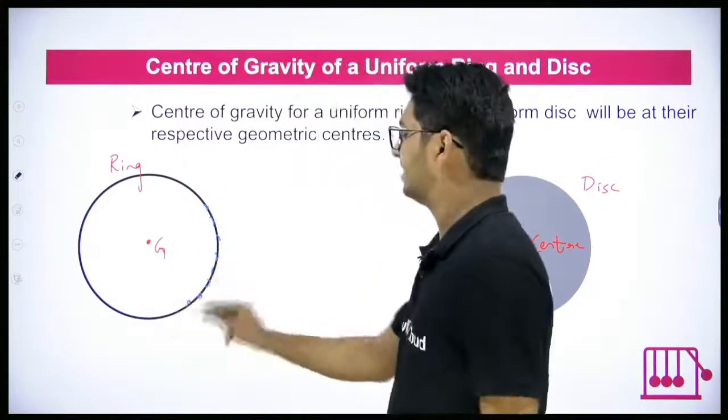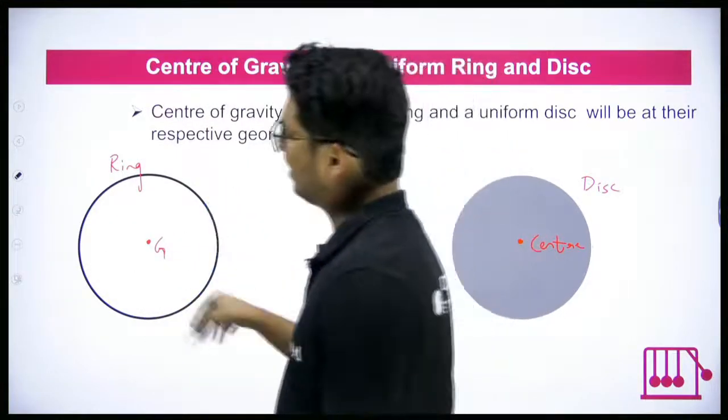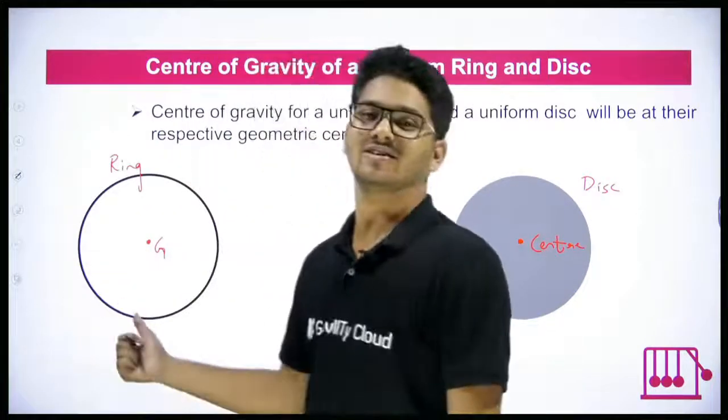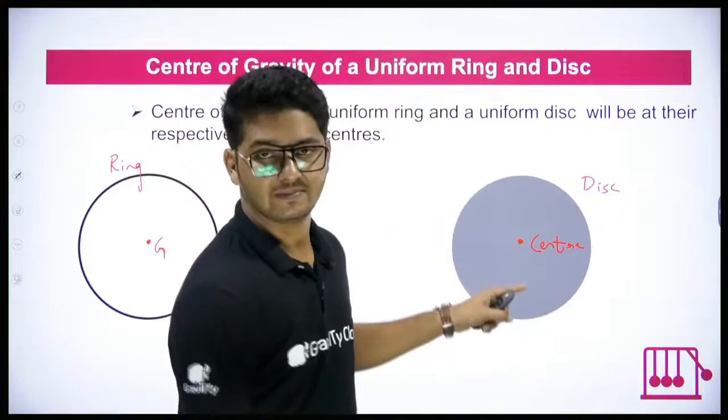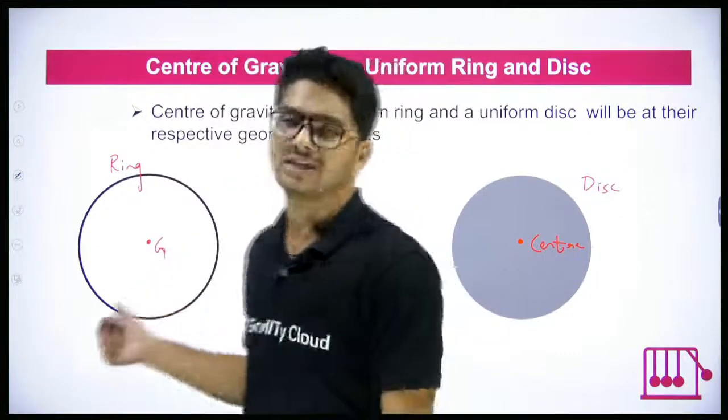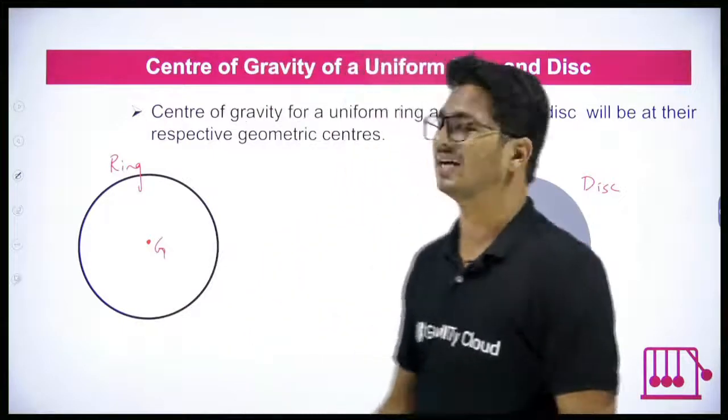So from this we can say that the center of gravity can also be where? It can also be outside the body. Here it is inside the body. If there is mass, it means it is inside. Here there is no mass at the center of gravity, that means it is outside the body.